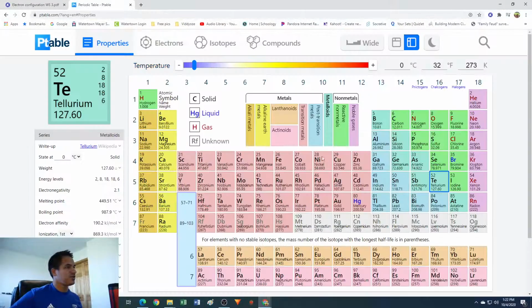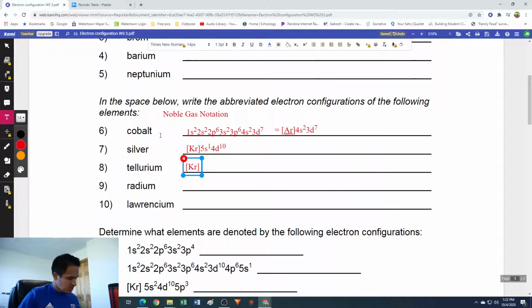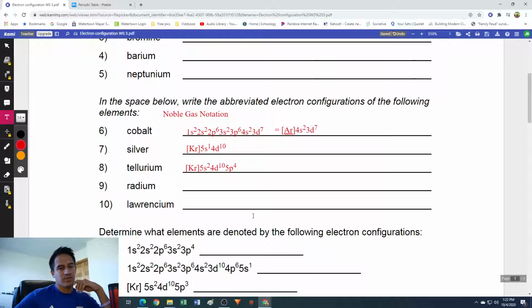And then we're going to start in this row. So it'll be 5s2, 4d10, and then here we will be back in the 5th row. Remember, the d block is always 1 less than the row number. So it'd be 5s, 4d, and then the p block is normal. So this is 5p, so 5p4. So we'll have 5s2, 4d10, and then 5p4. Okay, and there's our shorthand for tellurium.